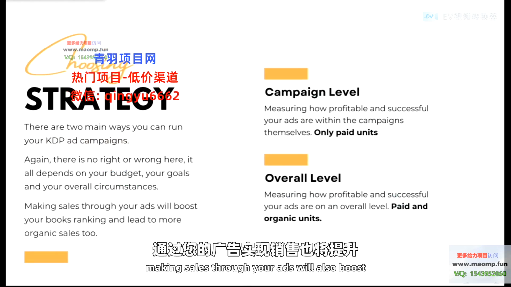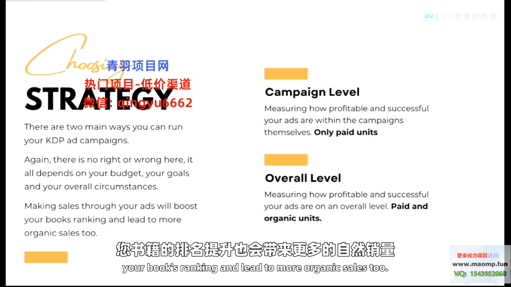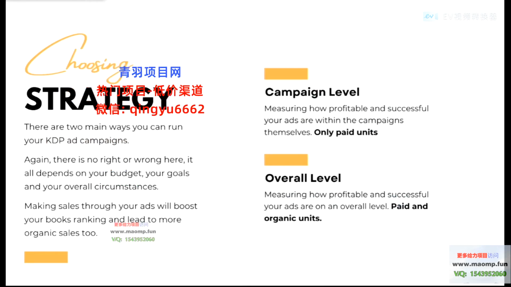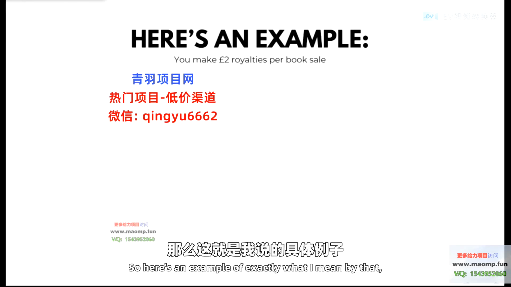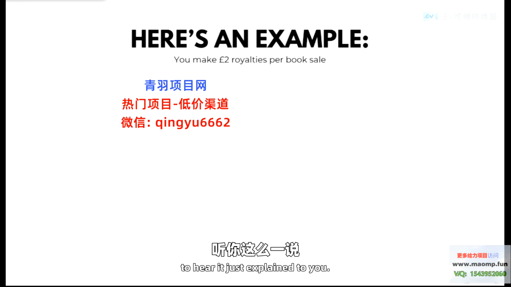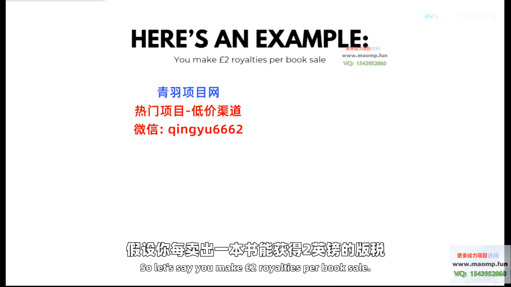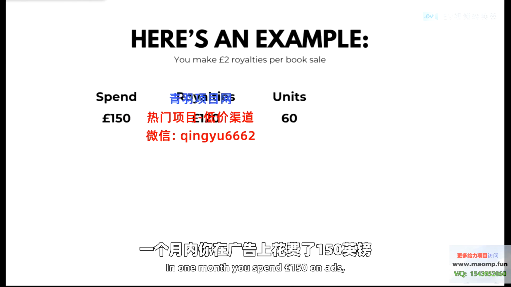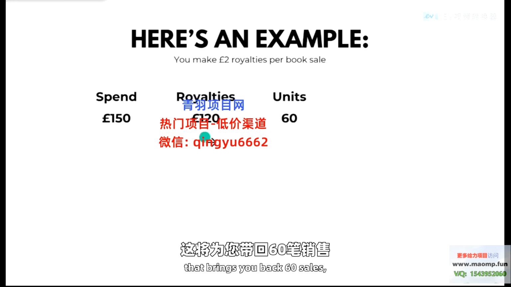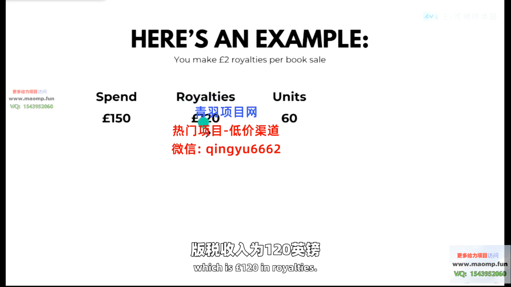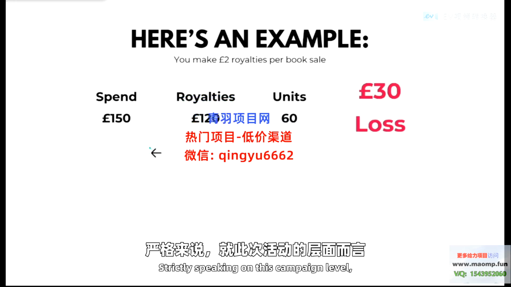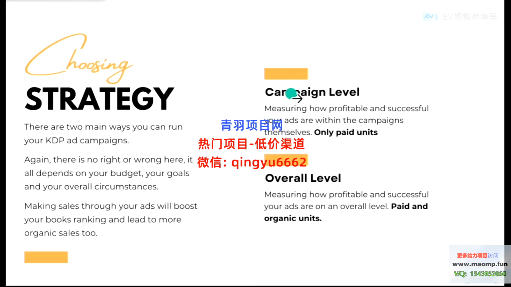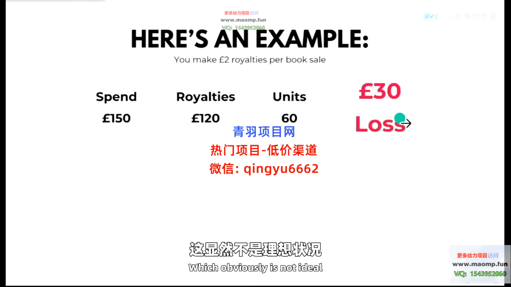As I just mentioned, making sales through your ads will also boost your book's ranking and lead to more organic sales too. So here's an example of exactly what I mean by that, because it can be quite wishy-washy to hear it just explained to you. Let's say you make £2 royalties per book sale. In 1 month, you spend £150 on ads. That brings you back 60 sales, which is £120 in royalties. Strictly speaking, on this campaign level, you have lost £30, which obviously is not ideal.